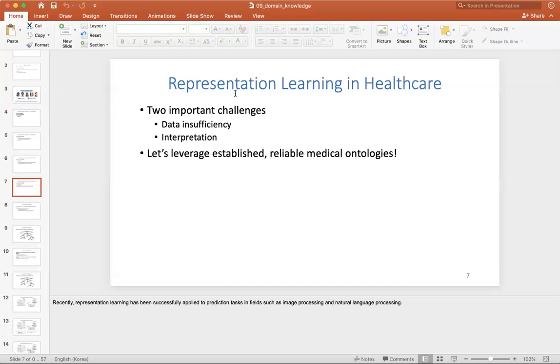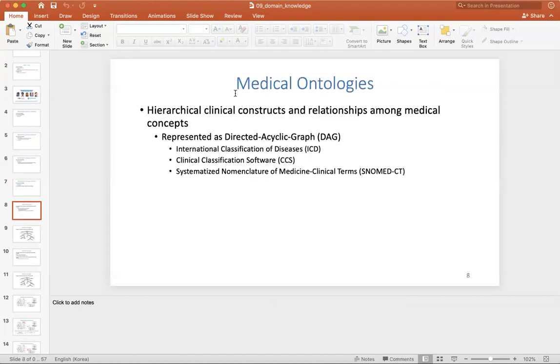All right, so as I said, two challenges, and the solution that we propose in this paper is to use medical ontologies. Domain knowledge is a very broad term, so medical ontology is a more concrete definition. By medical ontology I mean something that could be represented as a directed acyclic graph, DAG in short. A lot of knowledge in the medical domain can be represented as hierarchical clinical constructs.